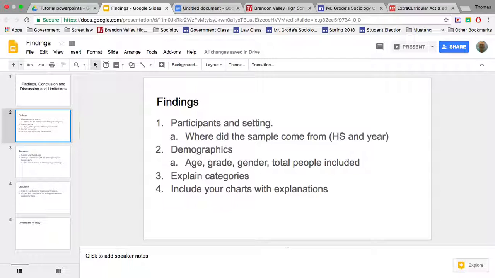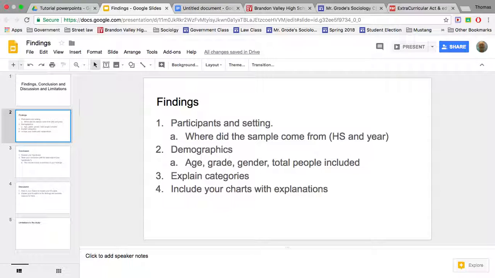including their demographic. So you would want to mention in there the ages of the students, the ranges of students that you used in your survey, the grades, so how many juniors, seniors that you had, the gender, the total people included. All of those demographics should be right in the first part of those findings. And then you need to explain your categories.